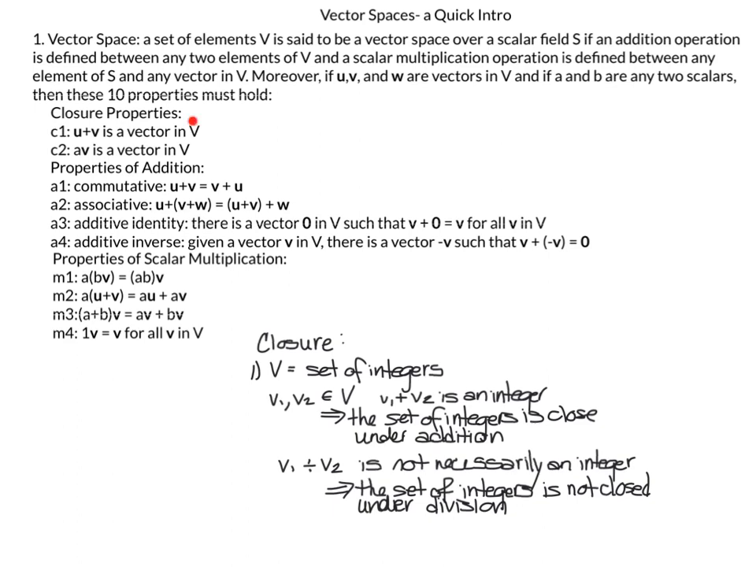So when we talk about closure, that means if u and v are in the vector space, when you add them, you're still in the vector space, or when you multiply by a scalar, you're still in the vector space. So an example is if V is the set of integers, when you add 2 integers together, you still get an integer. And in this way, the set of integers is closed under addition. However, if you divide 2 integers, you don't necessarily get an integer. So for example, 1 divided by 2 is 1/2. It's not an integer. In this case, you would say the set of integers is not closed under division. So that's the idea of closure.